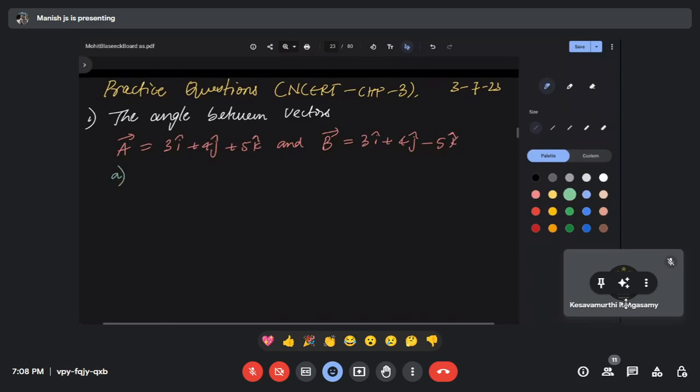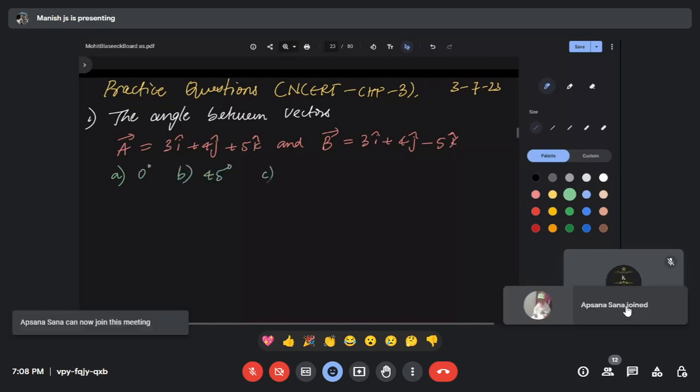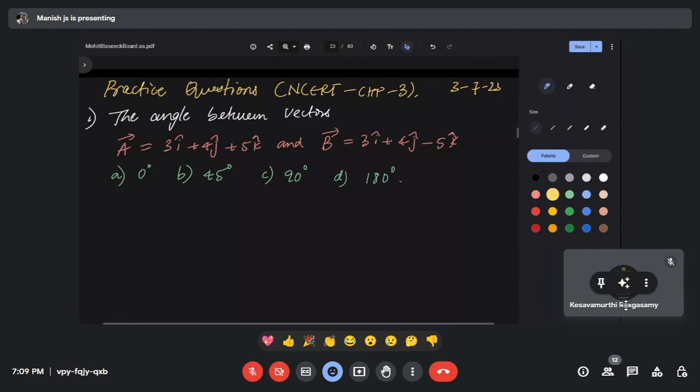First option is 0 degrees. Second option is 45 degrees. Third one is 90. And fourth one is 180 degrees. You can start trying. We have two vectors based on three-dimensional Cartesian coordinate system. It is given. So you can tell me what is the angle between these two vectors. You can try. I'll just give you a minute or two to think, and let me know.